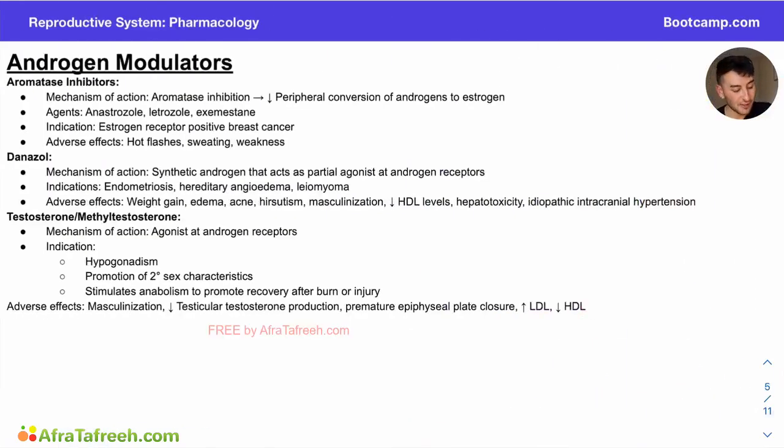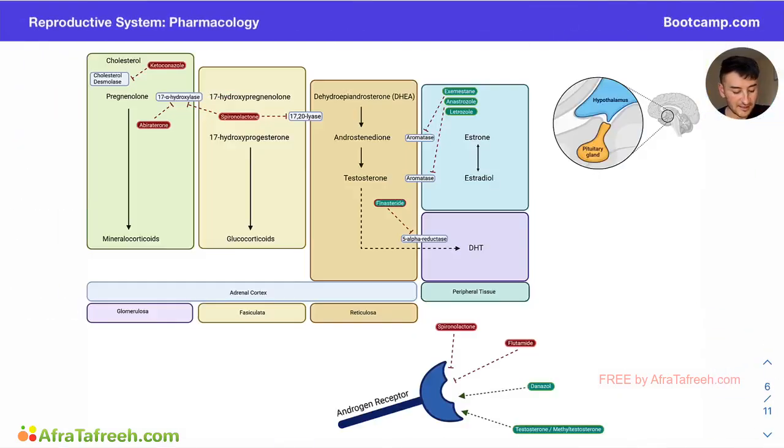The first agent that we're going to talk about is going to be our aromatase inhibitors. And the mechanism of action here is going to be aromatase inhibition, and aromatase is the enzyme responsible for converting androgens into estrogens. So we're going to see decreased peripheral conversion of androgens into estrogens if we are inhibiting the enzyme aromatase. So let's take a look at where this lands in our diagram.